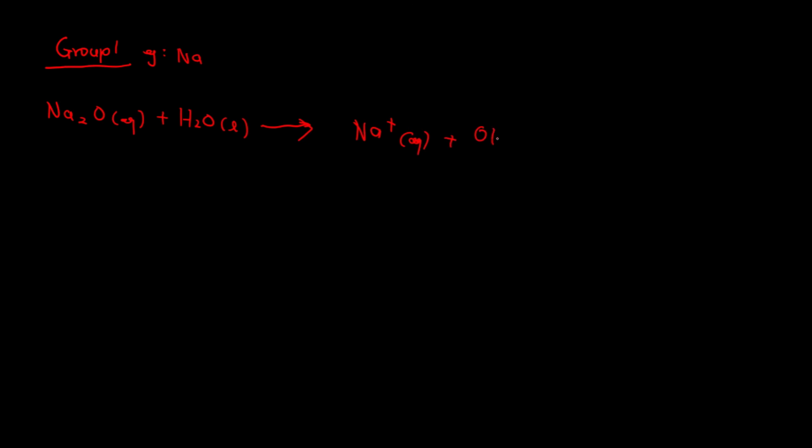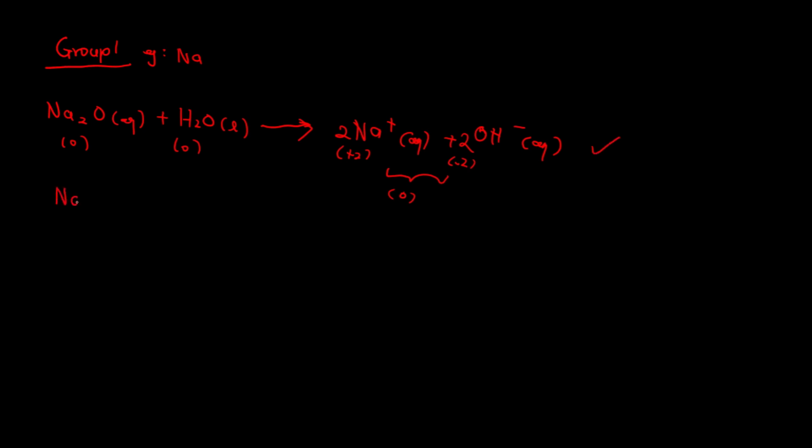The equation for strong base, group 1. Example given is sodium. So sodium oxide reacts with water, completely dissociating into its ions, which are Na plus aqueous plus OH minus aqueous. Don't forget to balance the equation. So 2 mole sodium here, 2 mole sodium, 2 mole oxygen, 2 mole hydrogen. And then check on the charge: 0, 0, plus 2, minus 2, sum up equal to 0. So this is the correct dissociation equation for sodium oxide.